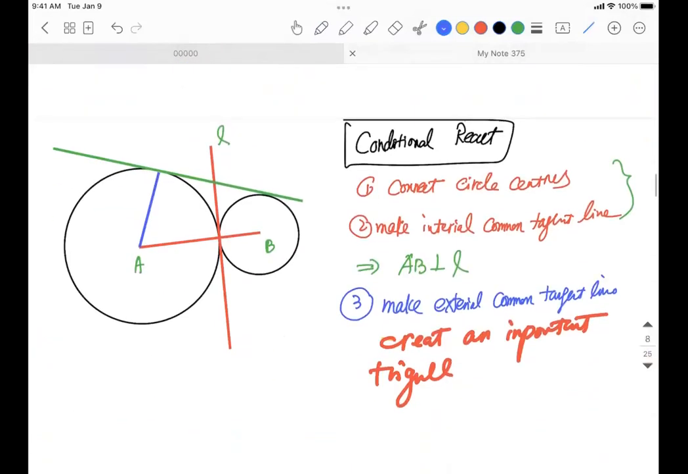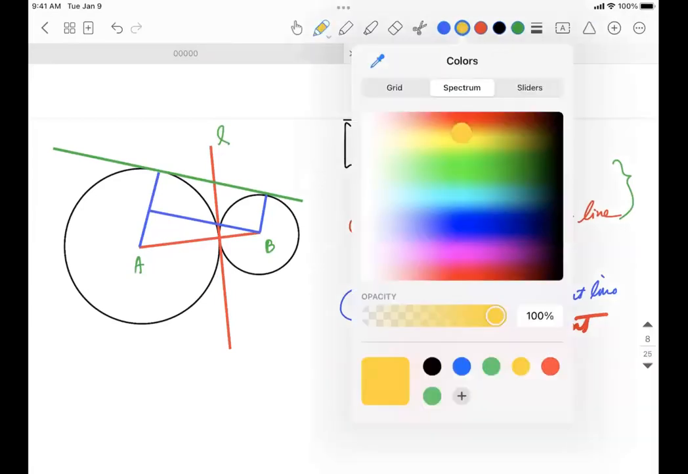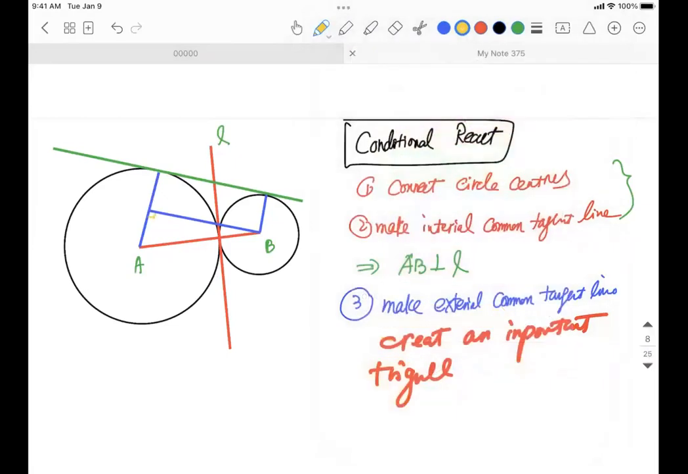Now I did a connection between the big circle center and the tangent foot. And then I do the same thing: small circle center and tangent foot. Now I'm going to do a perpendicular line from the small circle center to the radius of the big circle. We'll do something like this. I'm going to name this, I don't know, C. This is C, this is D, okay?